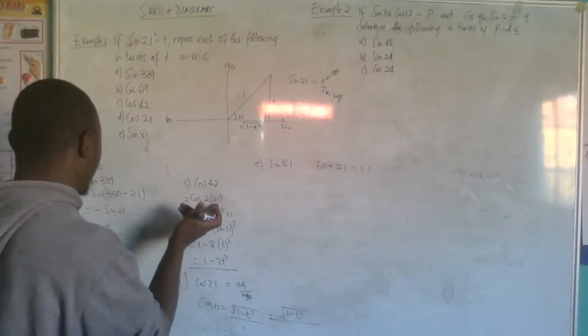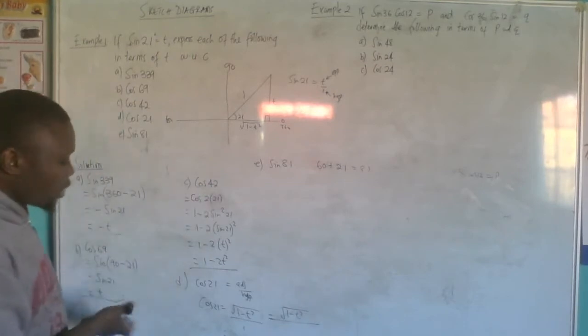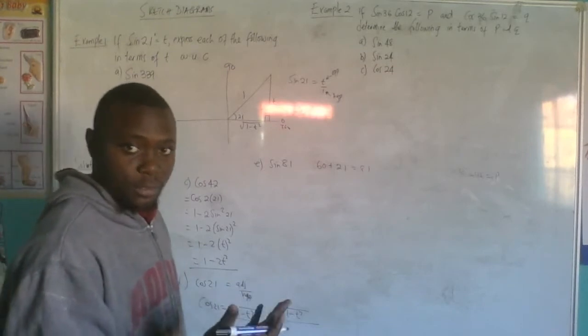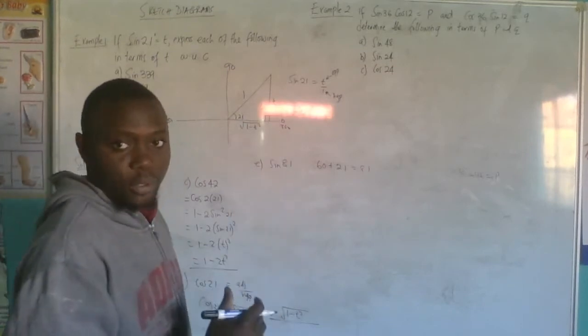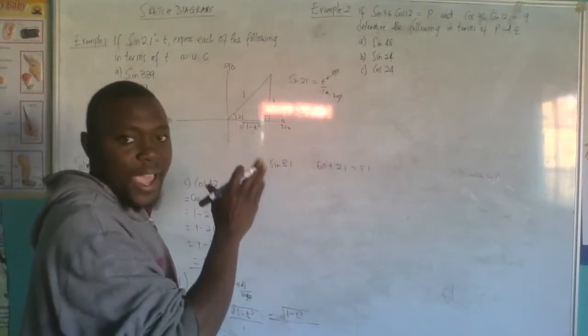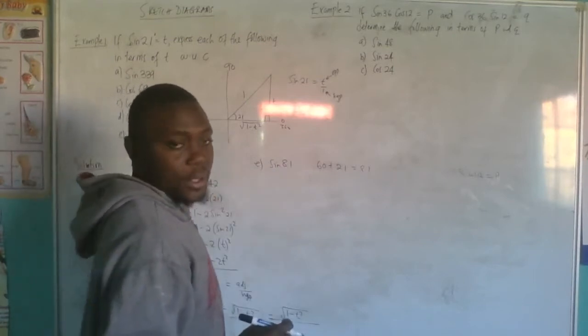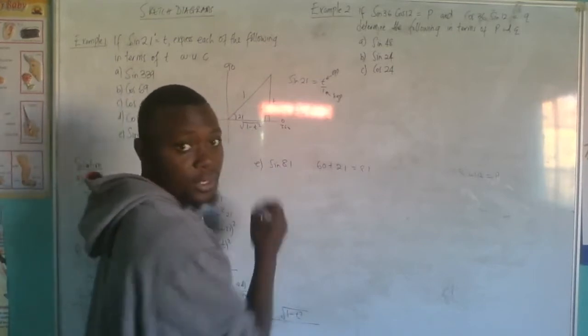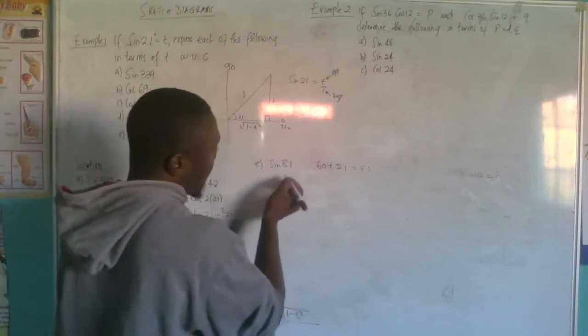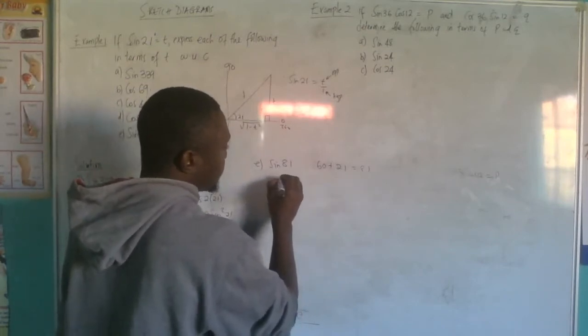42 is a double angle. So for all these abnormal angles, you use your special angles. Try them: subtract, add, multiply, until you get to the right value of those abnormal angles. So sine 81 will be what?